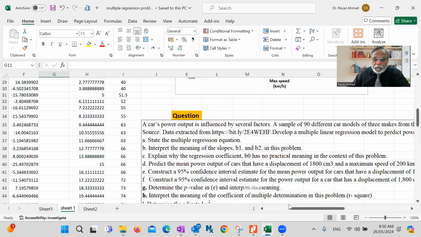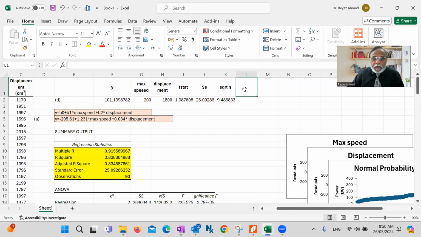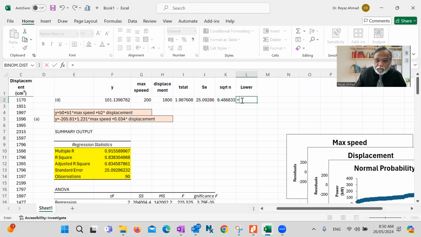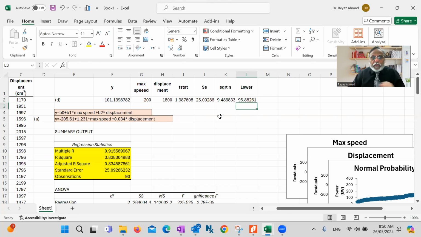So for me, the lower value, this is our confidence interval lower value. I have written lower, I put equal to, I select the y value, which is this. Then I put minus, I select the T-stat multiplied by standard error divided by square root n, and I enter. I got my lower boundary for the confidence interval.